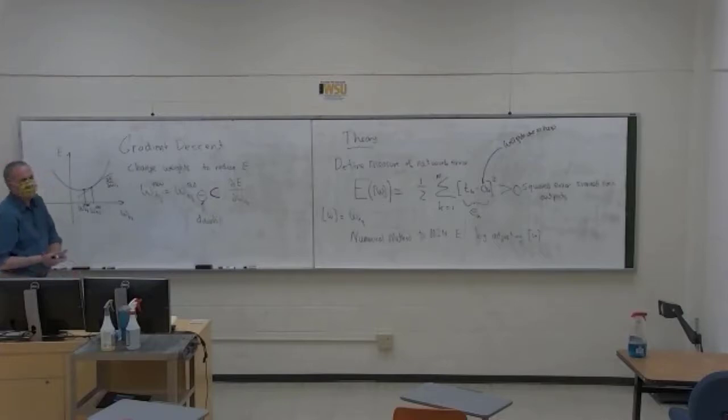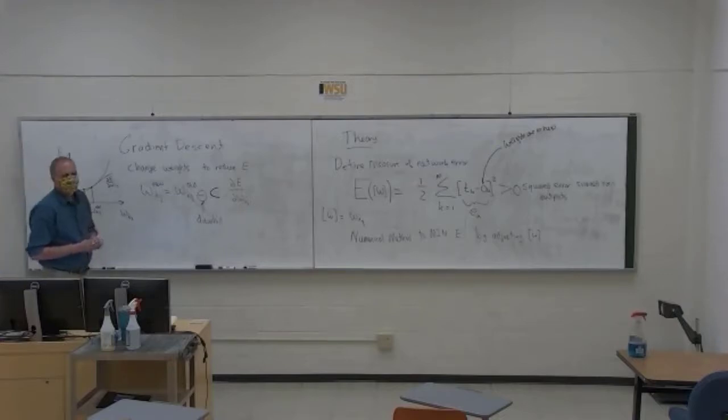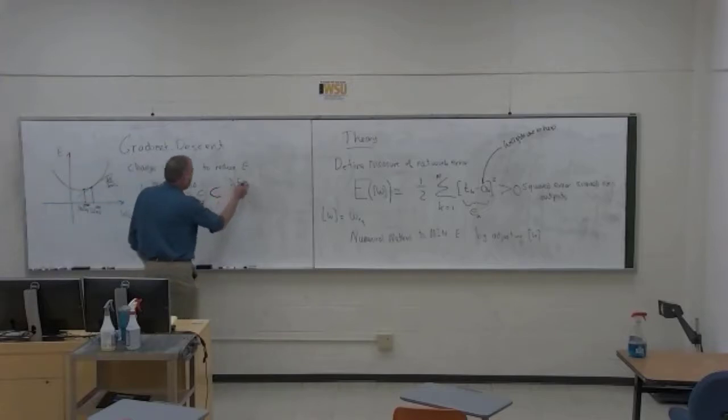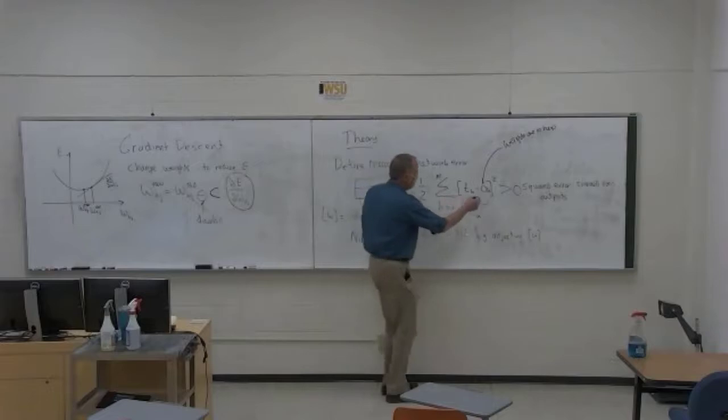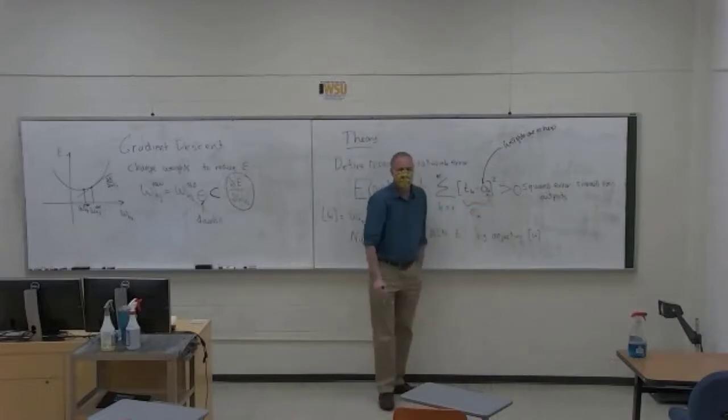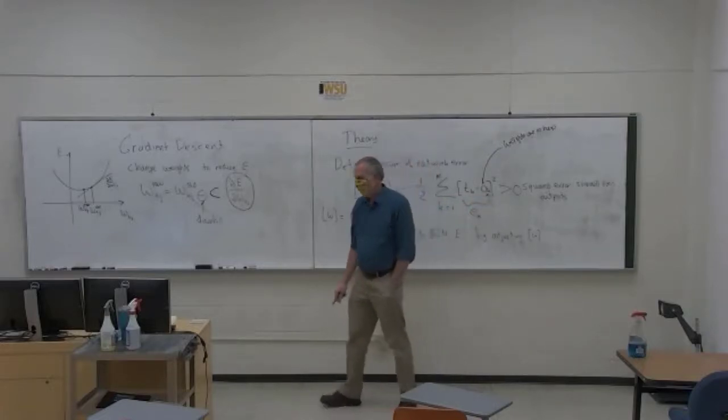So it's a really simple concept. You define the error, you take the slope of it, and you go downhill. And you keep going downhill until you get to the bottom. So what's the hard part about this? Well, it's calculating this thing. Because the weights are buried inside O. So that's what we're going to do.